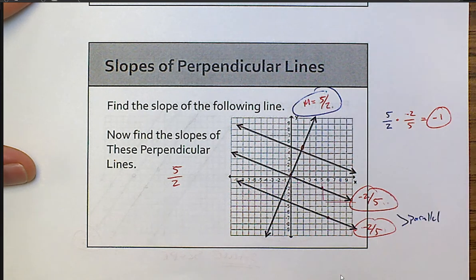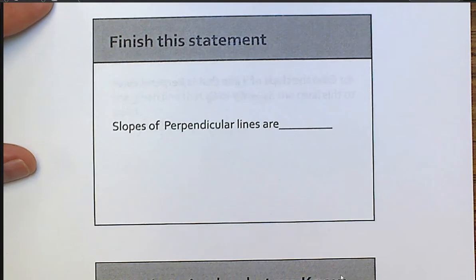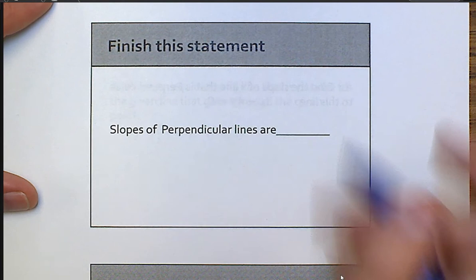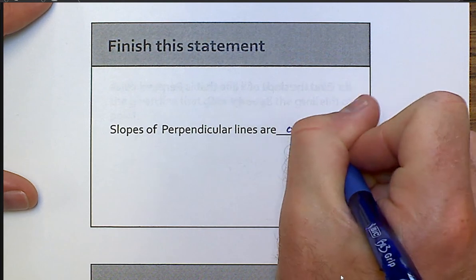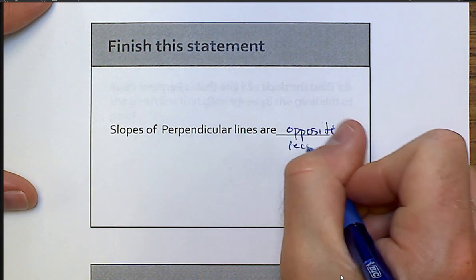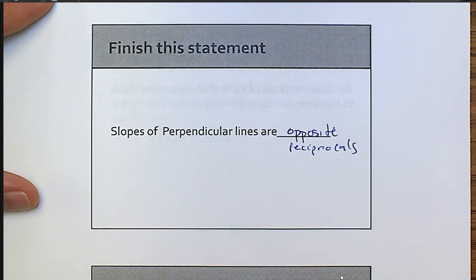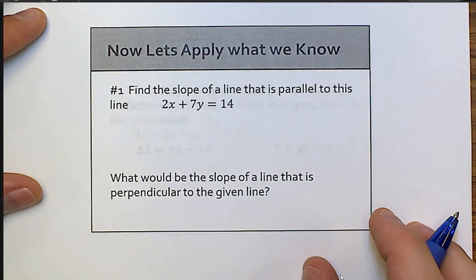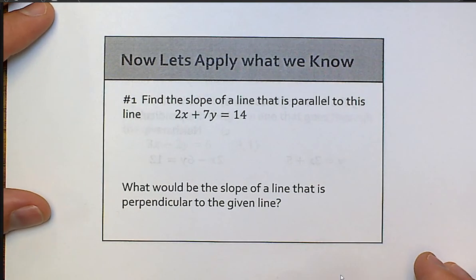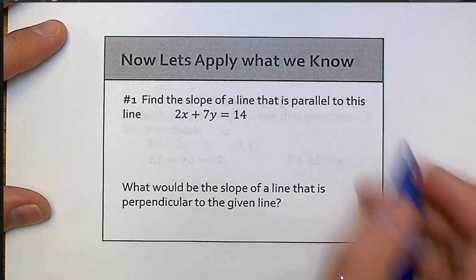So let's finish the statement on the back side. Slopes of perpendicular lines are, I'll say, opposite reciprocals. Okay? Or negative reciprocals. Now let's apply some of that knowledge to some equations. This one says find the slope of a line that is parallel to this line.